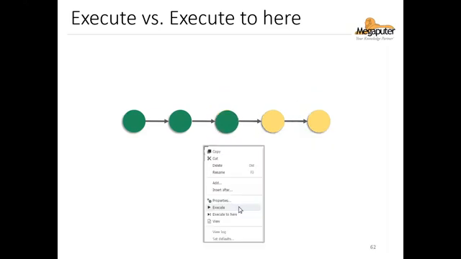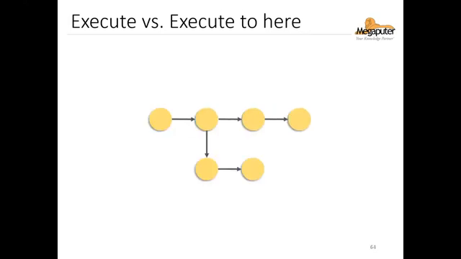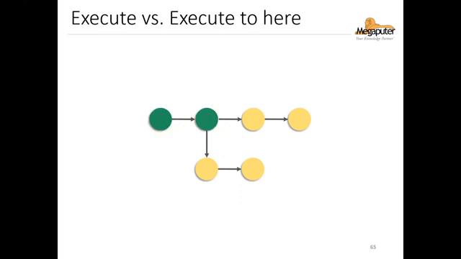Instead, we can use execute to here. So if you right click that third node and say execute to here, it'll only execute the nodes up to that point and nothing after it. So if we go to this split branch here, where we have two different branches, if we select this node and say execute to here, first it'll only execute that one and the node before it, but won't actually do any of the two branches.